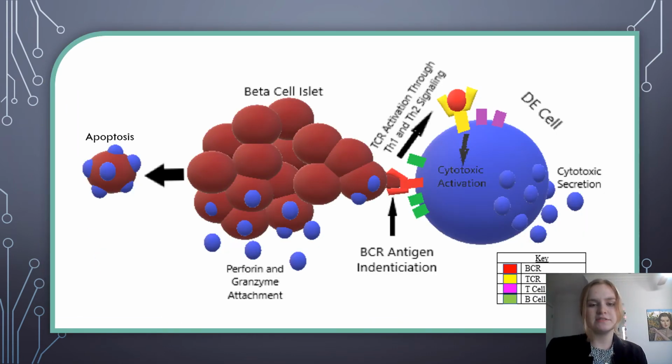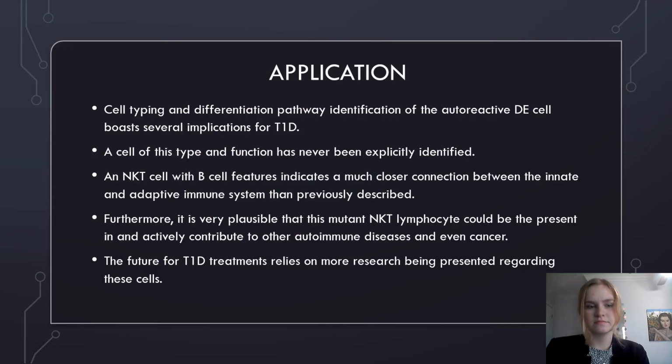So this is the proposed cell function model. Here you can see the DE cell, and it's going to identify this beta cell islet through either BCR antigen identification or that insulin peptide mimicking, as mentioned in the previous article. However, either way, it's going to secrete cytokines in the form of Th1 and Th2 signaling, which will lock to this TCR right here, which will trigger cytotoxic activation in the form of granzymes and perforin, which are being expressed at a very high rate by the DE cell. And that's going to attach to the beta cell islet and trigger apoptosis.